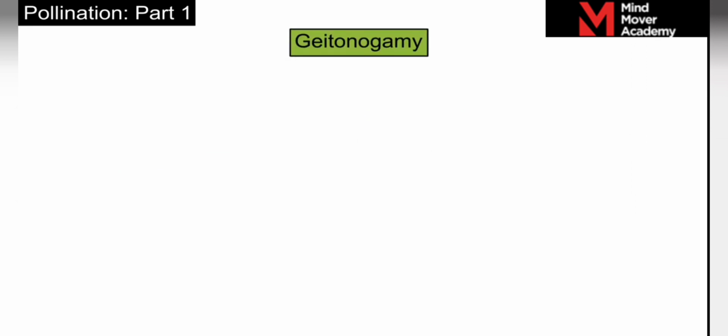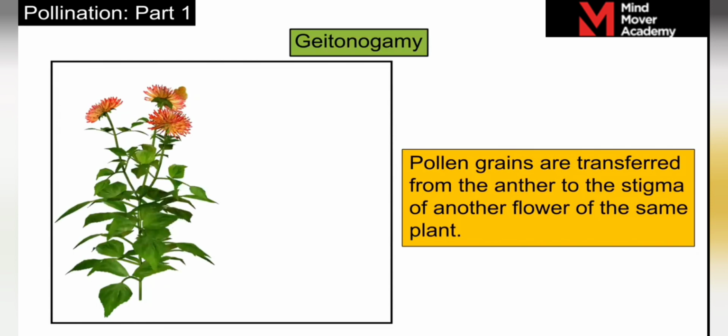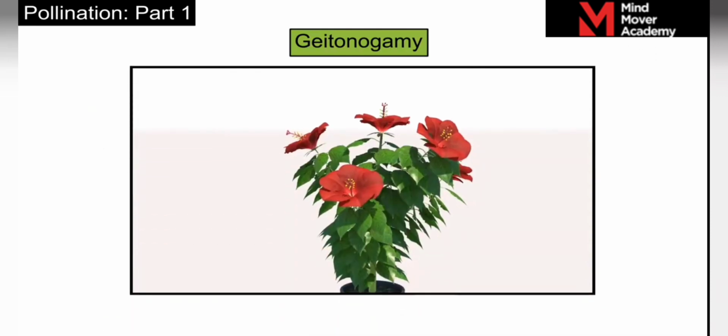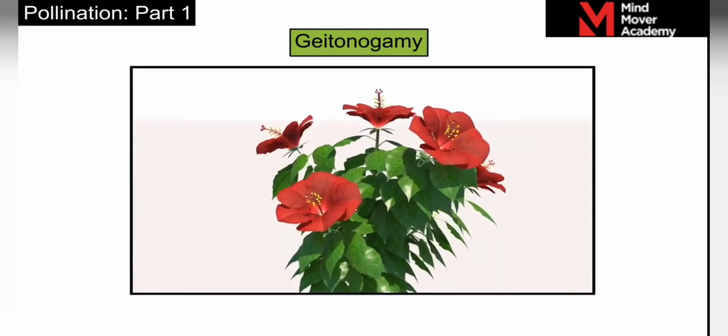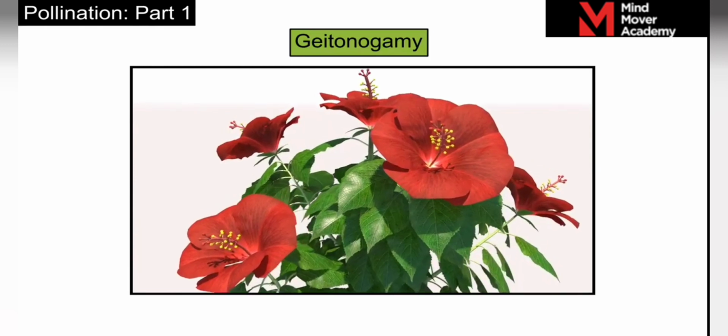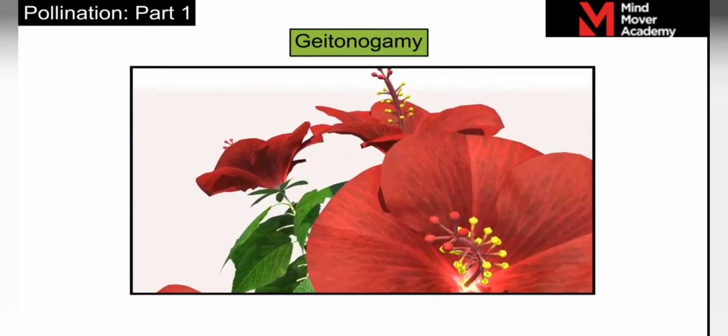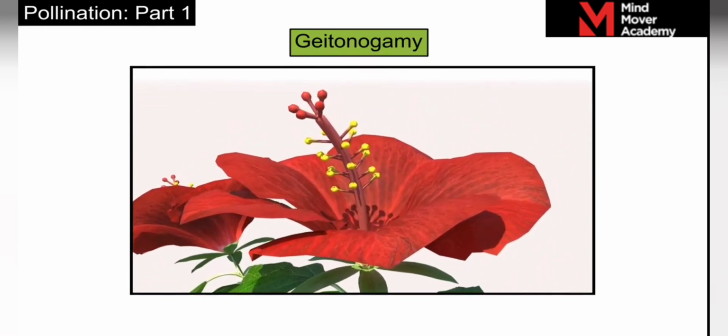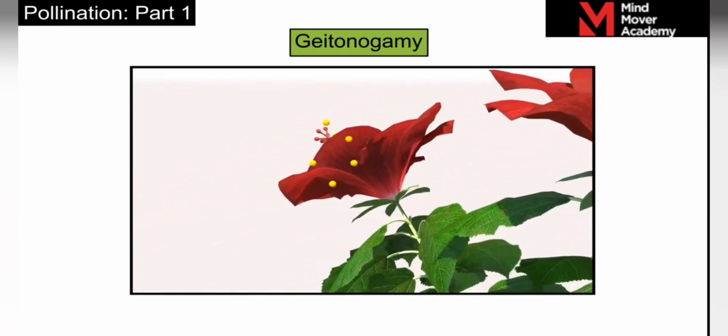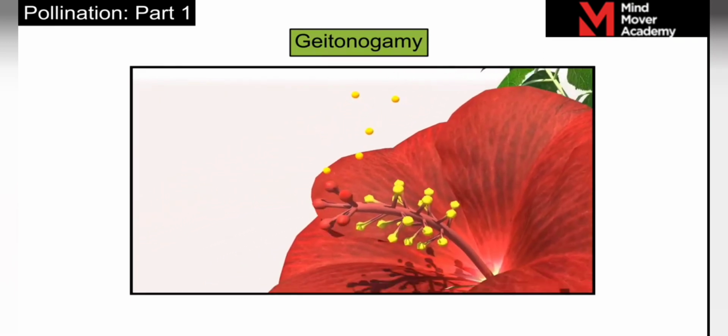Now, let us discuss geitonogamy. In geitonogamy, the pollen grains are transferred from the anther to the stigma of another flower of the same plant. Yes, you guessed it right. Geitonogamy is functionally cross-pollination, involving a pollinating agent. And genetically, it is similar to autogamy, since the pollen grains come from the same plant.